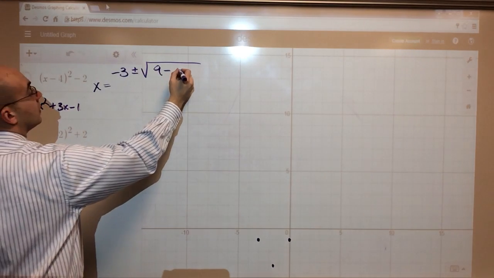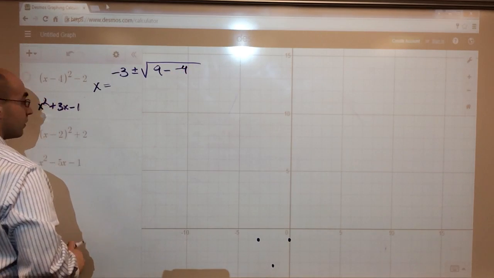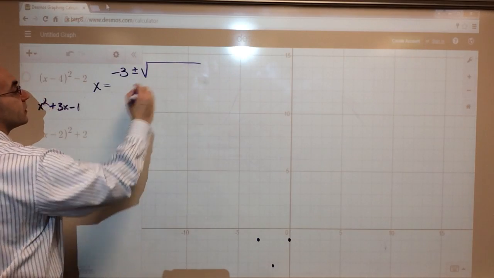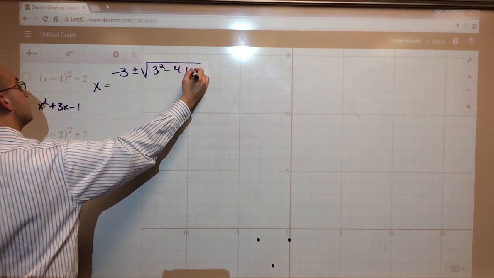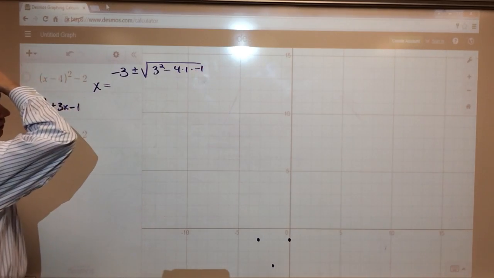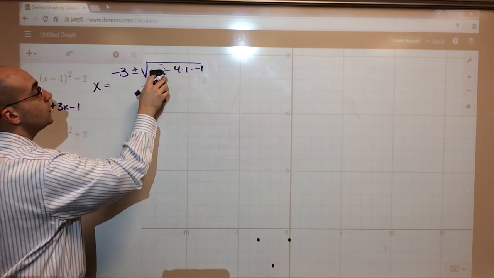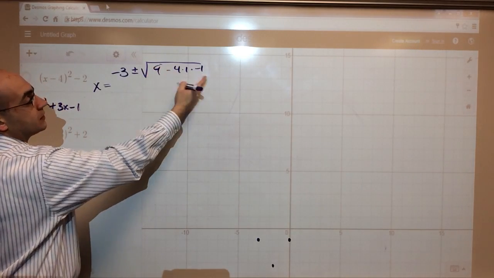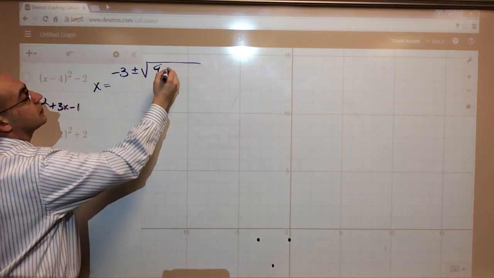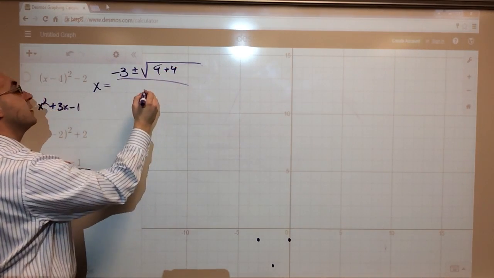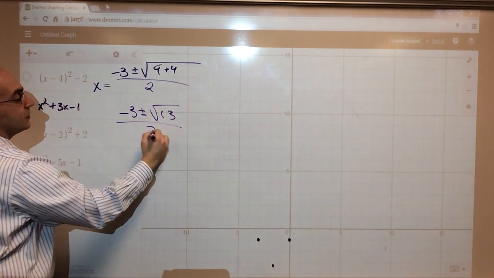So it's a minus. Here, I'll write it out for y'all. This is an ugly one. So b squared, so 3 squared, minus 4 times 1 times negative 1. Okay? So 9, and then all this is going to just be 4. This is really an ugly one. So 13 over 2a, so 2. Okay. So then I have negative 3 plus or minus the square root of 13 over 2.